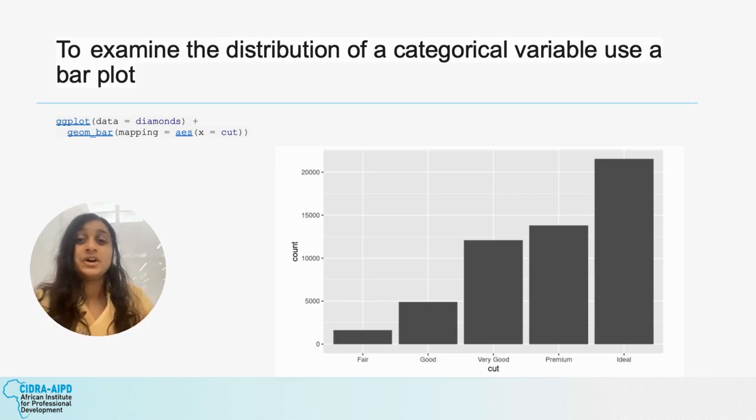So, when we want to examine the distribution of a categorical variable, we use a bar plot. Like we see here, we are measuring the cut of a diamond, whether it falls in the categorical range of fair, good, very good, premium, or ideal.